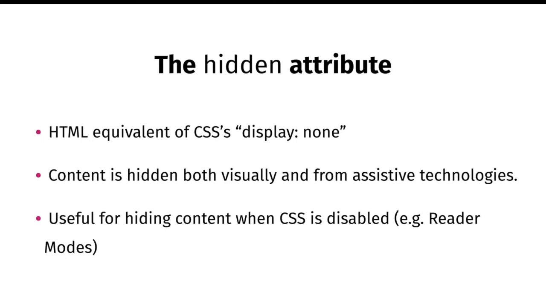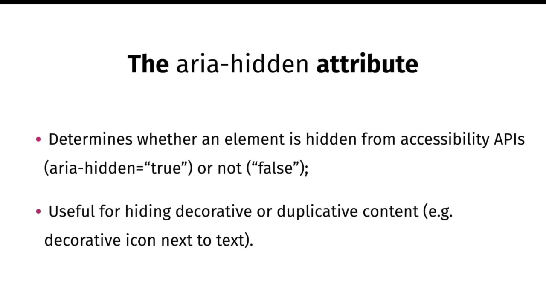Similar to the hidden attribute is the aria-hidden attribute. The aria-hidden attribute determines whether an element it is applied to is hidden from screen readers or accessibility APIs. If it's set to true, it's hidden. If it's set to false, it's not. It's useful for hiding decorative or duplicative content, for example, decorative icons sitting next to text.